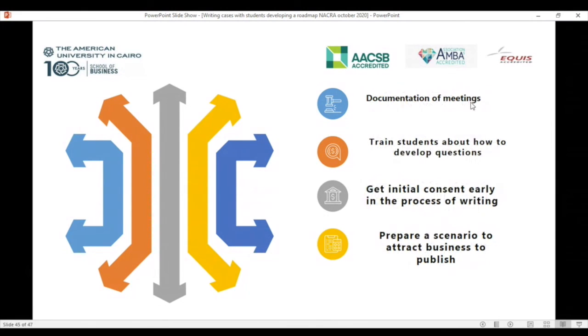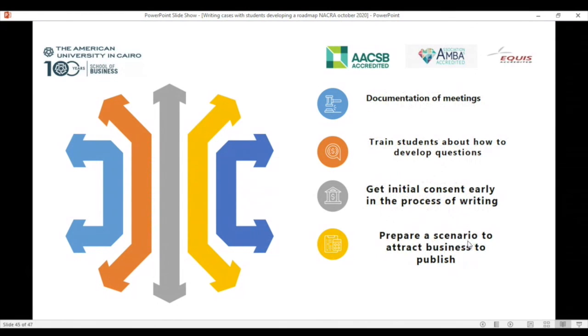Also, it is advised to document all of the meetings with the protagonists, and train students about how to develop questions, and I think this is the most important recommendation. One of the issues is to get an initial consent early in the process of writing. So you can send an email to get the initial consent from the protagonist of the case.